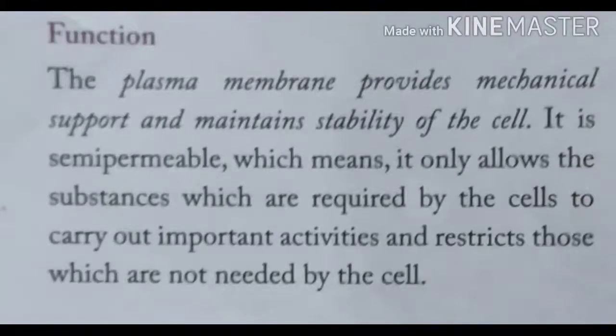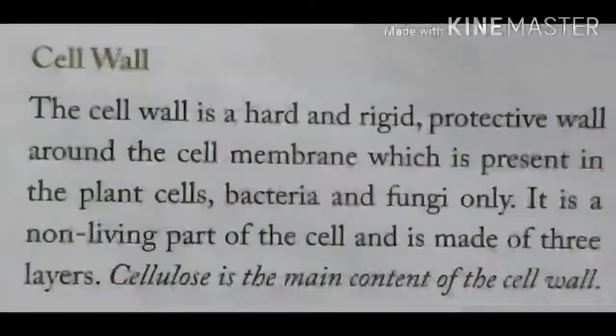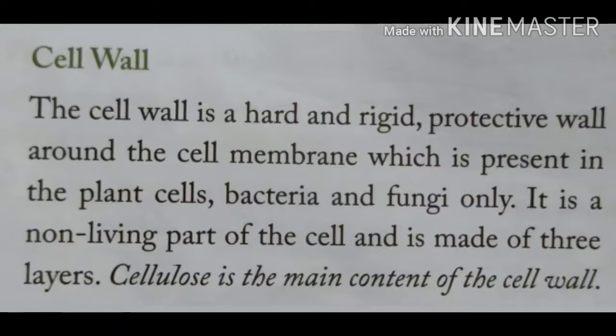And let's move to the cell wall. We know that the cell wall is hard and rigid, and it is a protective wall around the cell membrane which is present in the plant cell, and also in bacteria and fungi. Then it is a non-living part of the cell, and it is made of three layers. Cellulose is the main content of the cell wall. Cell wall is very hard and rigid, and it is made up of cellulose. So it is called a cellulose cell wall.